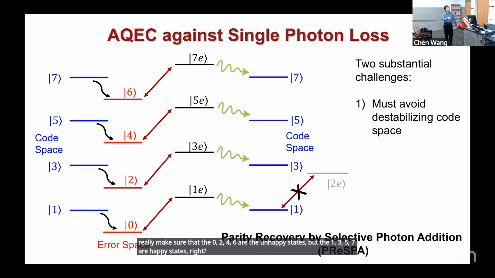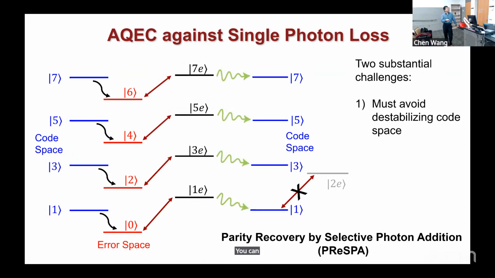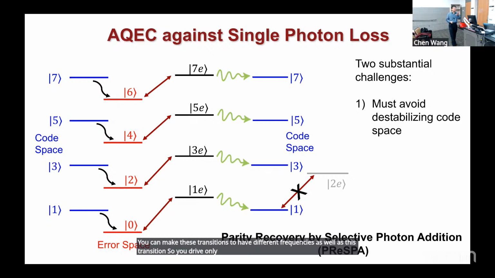So in order to stop this kind of process that you don't want, you can think about using some kind of frequency selectivity. If we have the usual dispersive Hamiltonian in circuit QED, as I'm going to show you, you can make these transitions have different frequencies, as well as this transition. So you drive only specific frequencies and you avoid driving the other frequencies. This is how we can get the selectivity of these transitions.